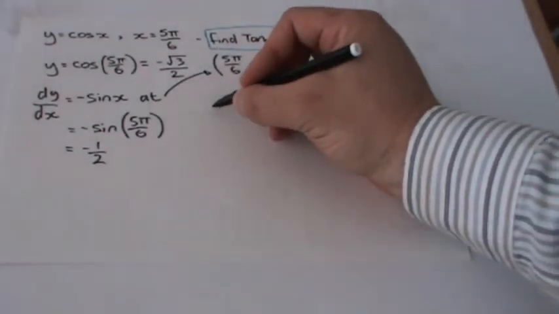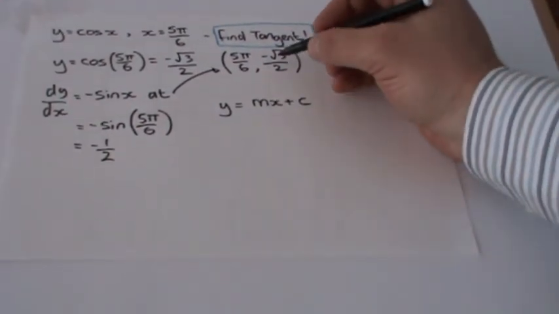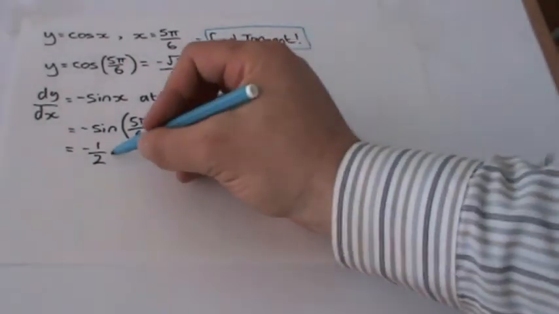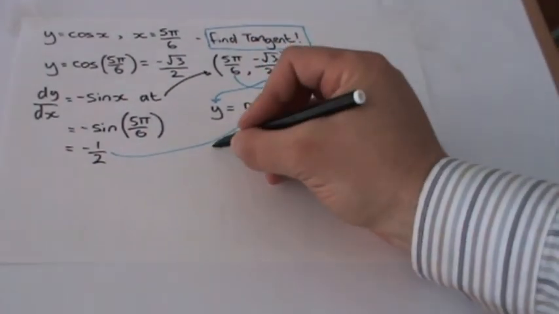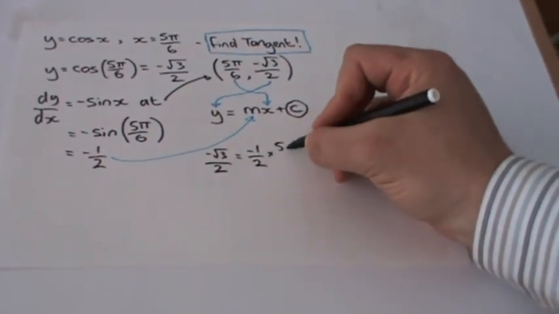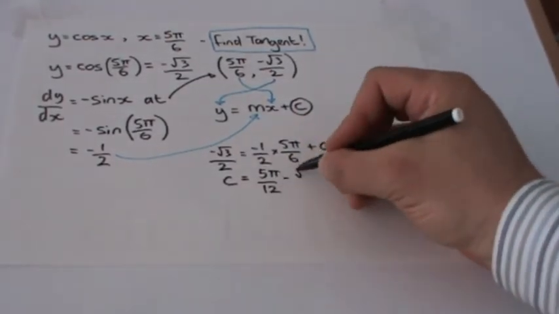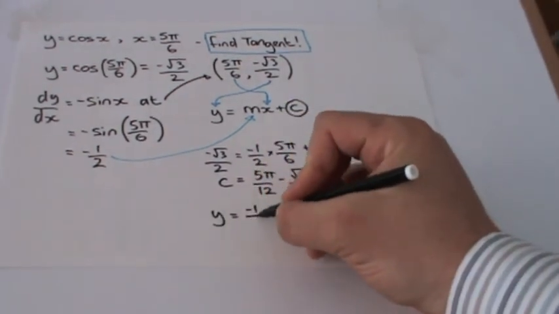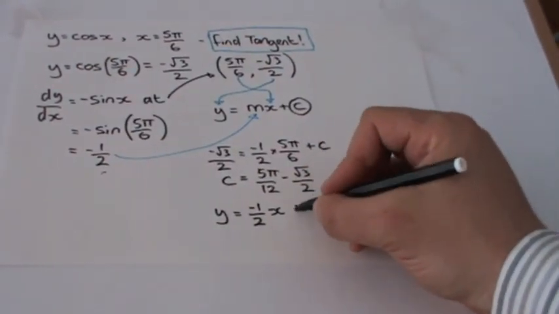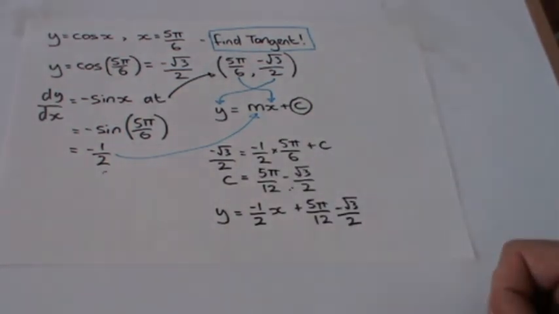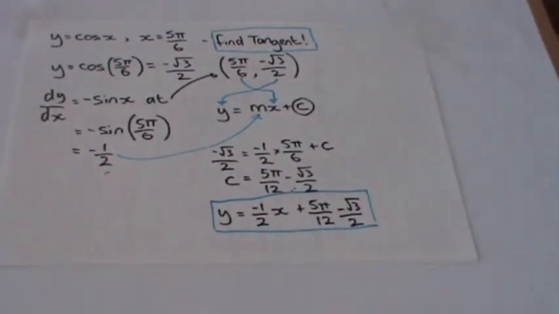Our tangent line should fit the equation y equals mx plus c. So at this position we have y values, we have x values, we have m values, we just need to find the c. We plug this in and c comes out as 5 pi by 12 minus root 3 over 2. We can then write y equals minus a half x plus 5 pi by 12 minus root 3 over 2.